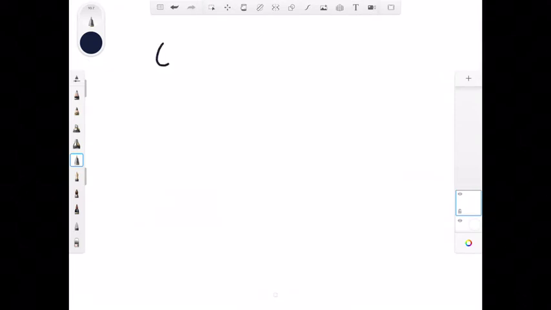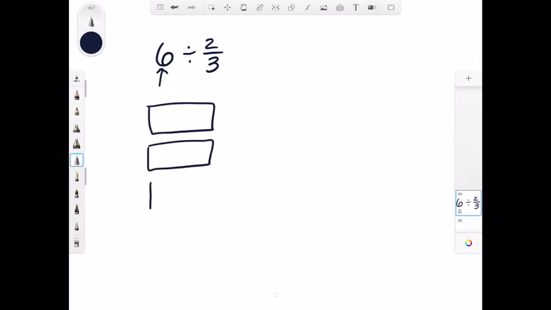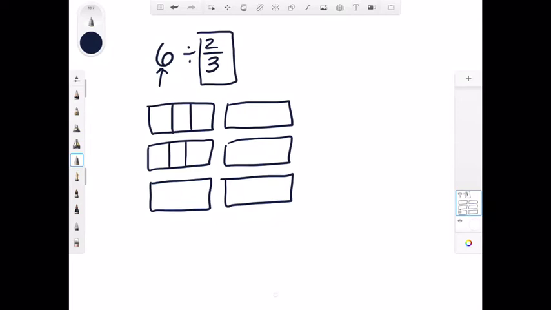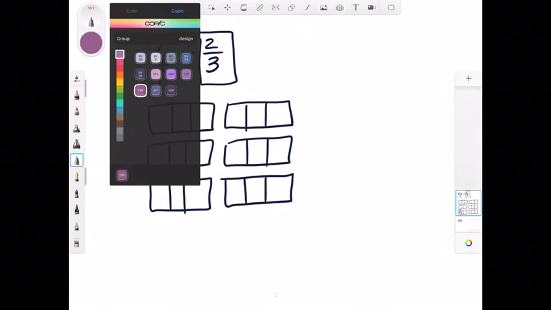So let's say we have 6 divided by 2/3. We'll just do the opposite. This is saying that this is what we're starting with. For example, we have 6 candy bars, and we want to see how many 2/3 of a candy bar are in 6. So let's divide each into thirds. And we're going to use different colors to help us identify this.